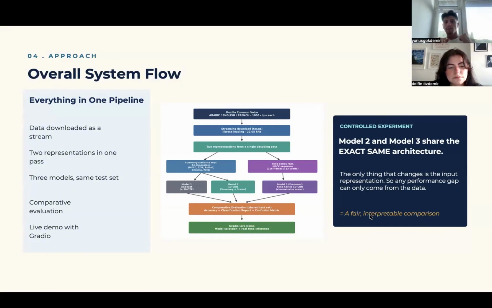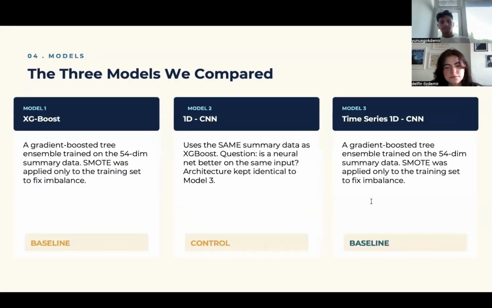So if model 3 beats model 2, it can only be because of the data representation and not the architecture. That lets us make a clean, honest claim at the end. And let me introduce the three models.